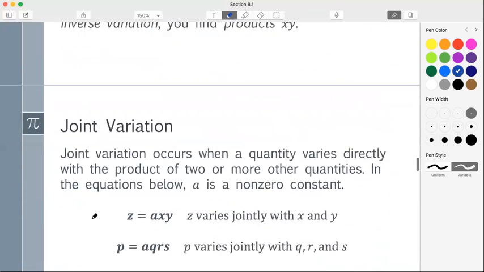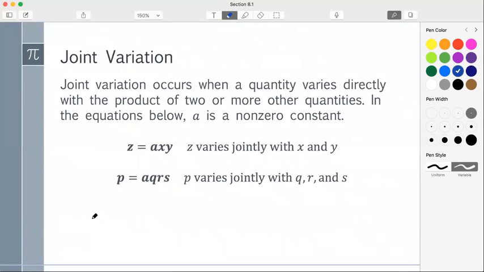Okay. Now, for joint variation, it occurs when a quantity varies directly with the product of two or more quantities, such as the following. So we have z equals a times x times y. In words, this represents z varies jointly with x and y. A synonym for "with" you might also see is "as". Again, the equation P equals a Q R S would represent P varies jointly with Q, R, and S. And again, instead of seeing "with", you could also see "as".